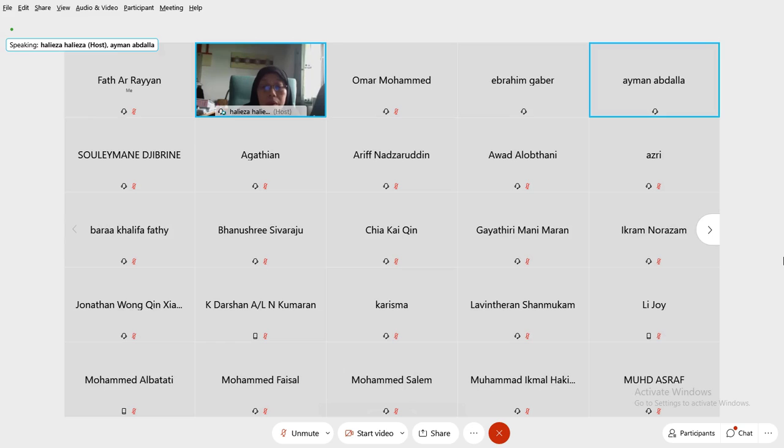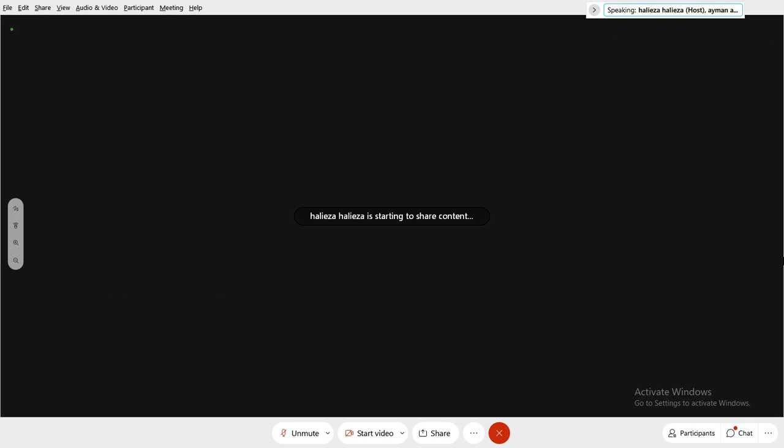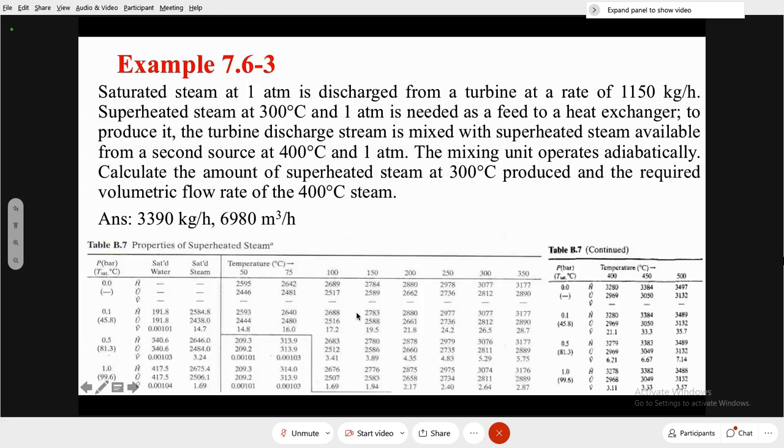Where's the PowerPoint? Okay, here. What is the value that we have? We have saturated steam at 1 atm. This is 1 bar, and 1 bar is approximately 1 atm. Which one is saturated steam? 2,675.4. Yes, that's it, at approximately 1 bar, 1 atm. So that's the value, 2,675.4.